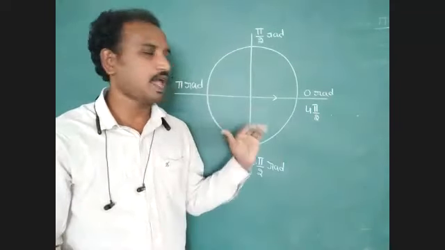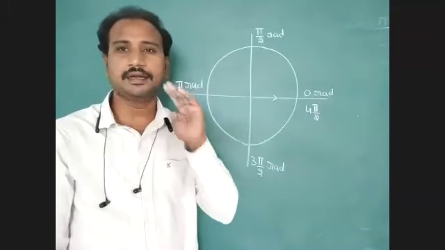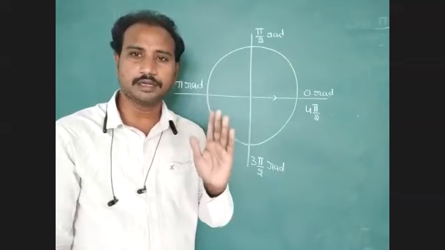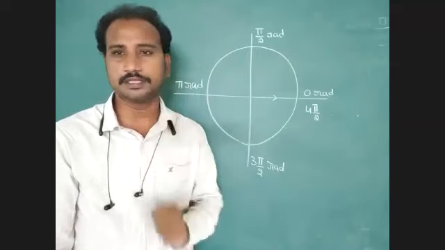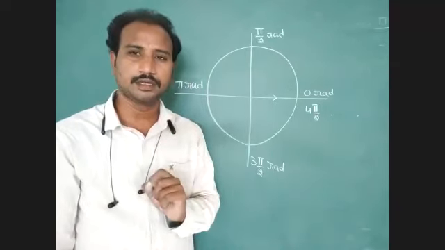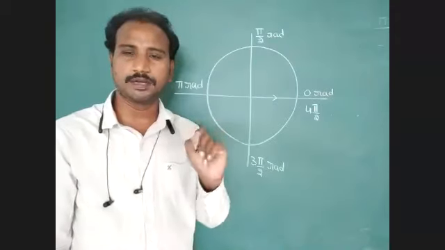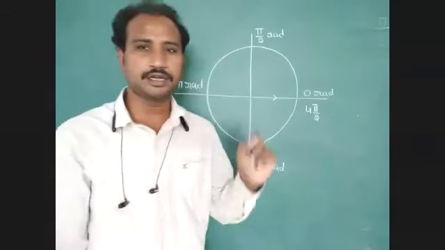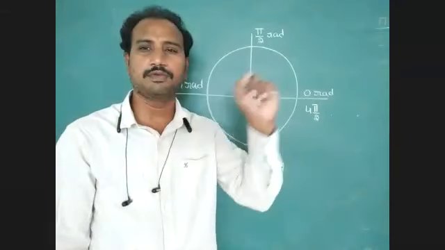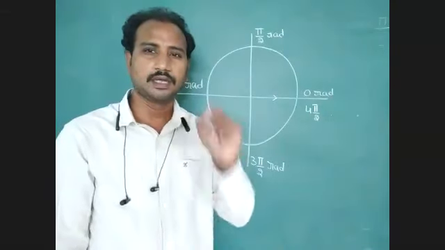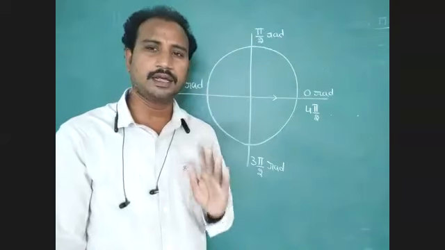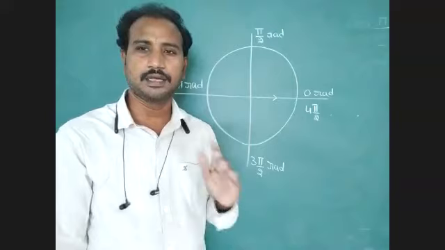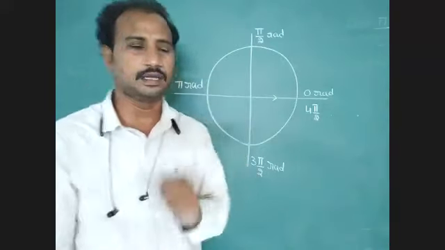Here we have to calculate angular displacement. Displacement means the shortest distance between the initial point and the final point. Yes or no? The shortest distance between the initial point and the final point is called displacement. Angular displacement in circular path.